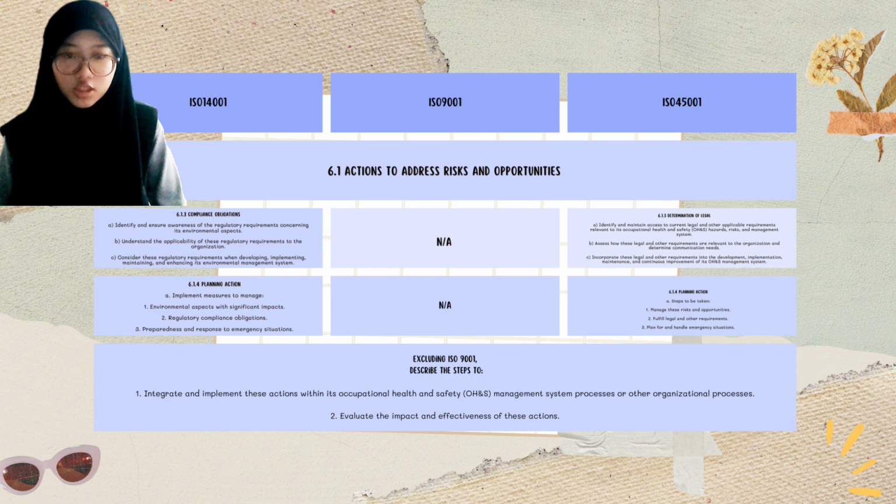Overall similarity, except for 9001, to describe this step is to integrate and implement these actions within the OSH management system processes or other organizational processes, and evaluate the impact and effectiveness of these actions.